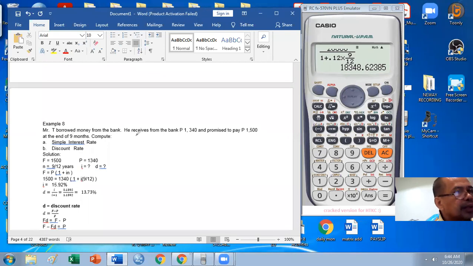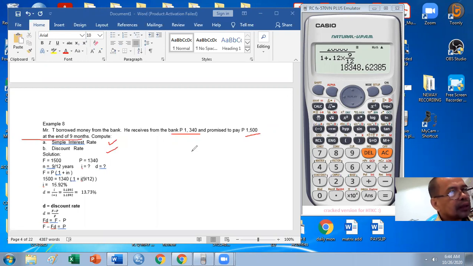Mr. T borrowed from the bank. He receives 1,340 in the bank and promised to pay 1,500 at the end of 9 months. Compute the simple interest rate and discount rate. So ito yung P, ito yung F, and then ito yung N, 9 months. Okay, so we can compute the simple interest rate on a basis of 1 year. So ito yung formula, F is P times 1 plus IN, and solving for I, you will get 15.92%. How do you get that I there?